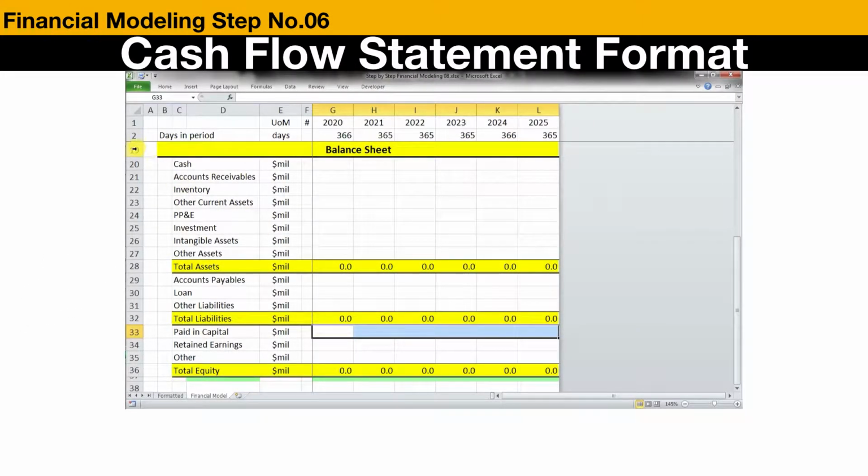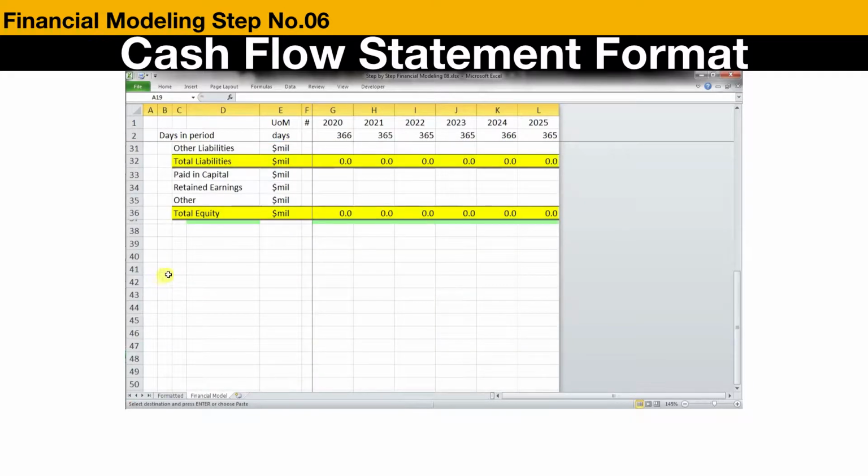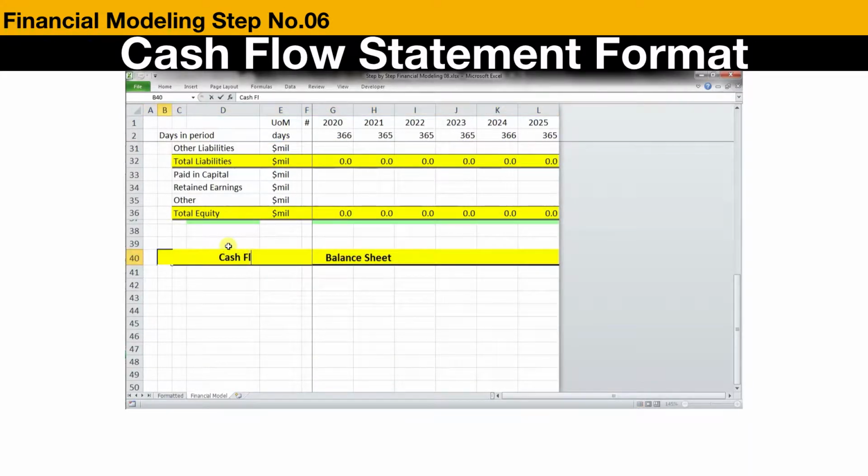We copy and paste a part of the balance sheet just to keep the cell format consistent. The cash flow statement divides the cash flow within the period into three categories. The first category is cash flow from operations. It includes cash inflow and outflow from running its day-to-day activities. Revenue, expenses, funding of the net working capital are included in this category.